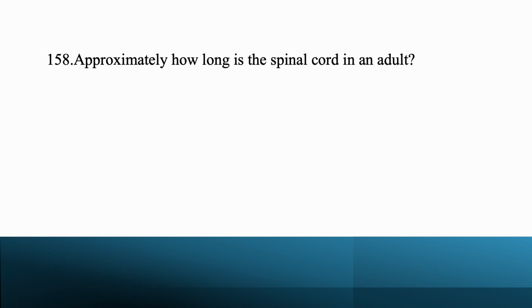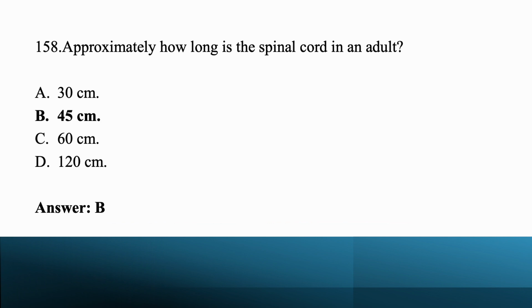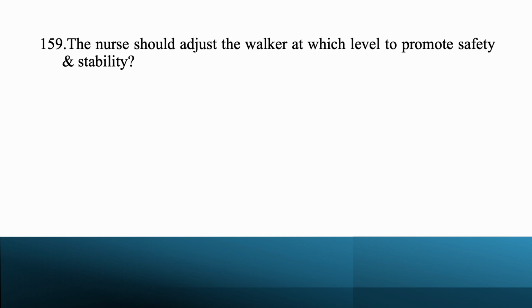Question number 158. Approximately how long is the spinal cord in an adult? Option A. 30 centimeters. Option B. 45 centimeters. Option C. 60 centimeters. Option D. 120 centimeters. The correct answer is option B. 45 centimeters.